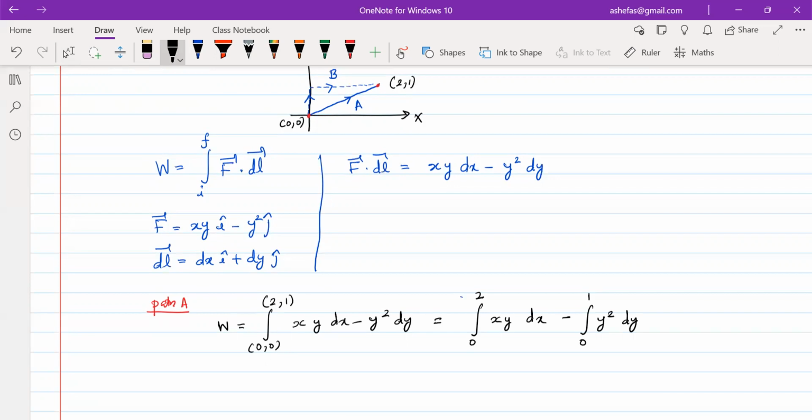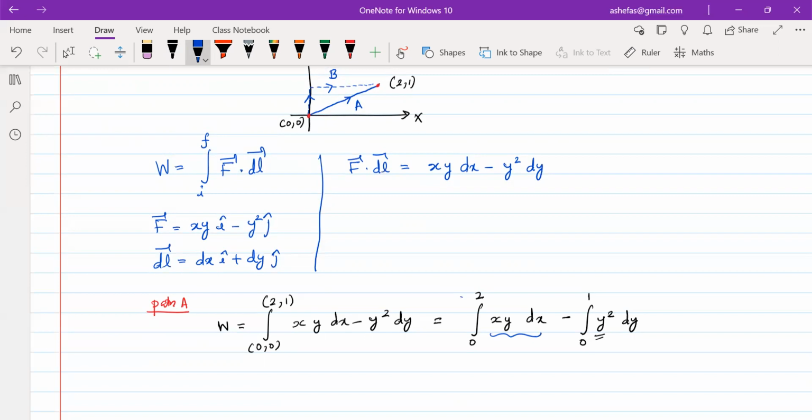There is no problem for the integration over y because there is only one variable present here, only y. So the integration of y² with respect to y is well known to us. But how will you perform the integration of xy dx? Here the integration variable is x, but the function has both x and y. So we have to write y in terms of x in order to perform this integration. So how will we do that?